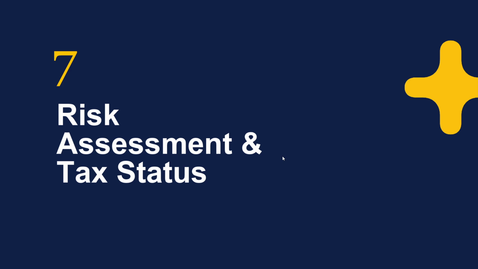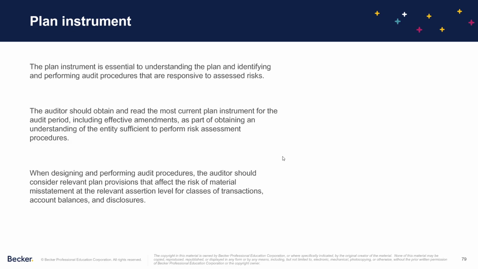Well, one thing that they tell us here is that the plan instrument is basically the ruler of the land in an EBP. Right? The plan instrument tells us what we're supposed to do. And so as a result, the plan instrument is essential to understanding the plan and performing audit procedures that are responsive. So we need to obtain and read the most current plan instrument. So again, that's why management is responsible for being able to maintain that information, including any effective amendments, as part of its understanding of the entity in order to do our risk assessment procedures under AUC Section 315.